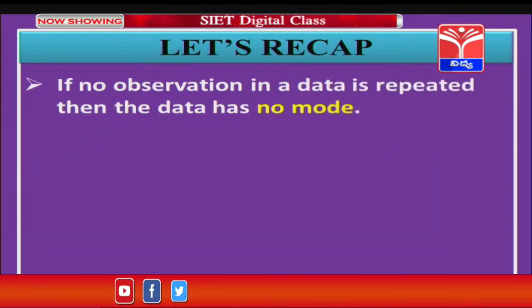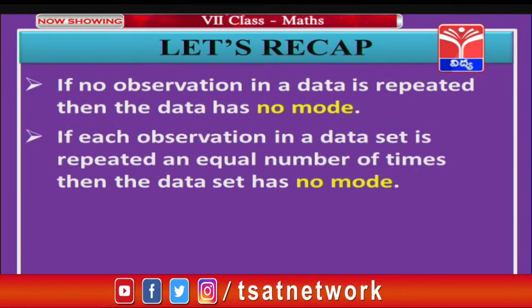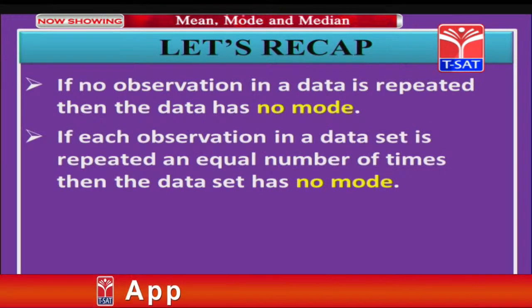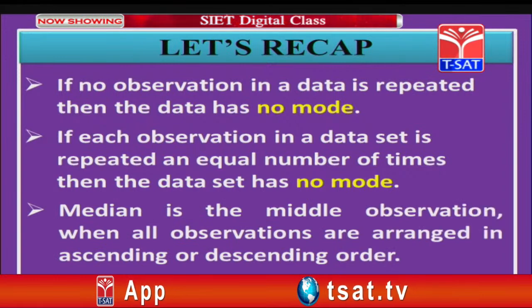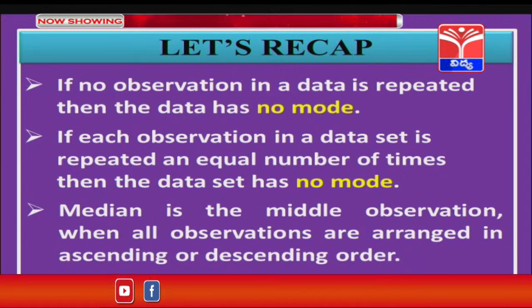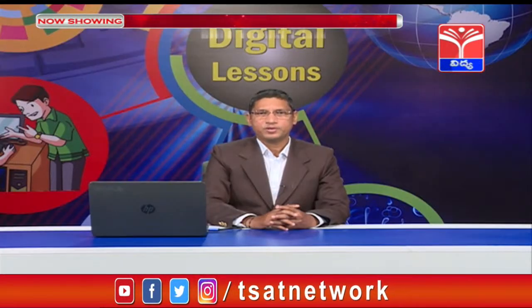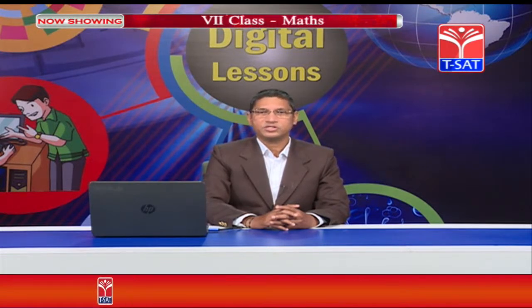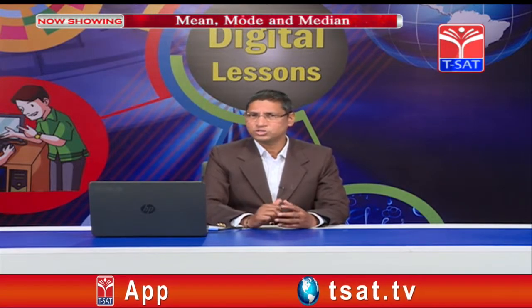If no observation in a data is repeated, then the data has no mode. If each observation in a data is repeated an equal number of times, then also the data will not have any mode. And median is the middlemost observation when all observations are arranged in either ascending or descending order. So, children, I am going to give you some problems to work on at home and show to your teacher. Okay, children. So, these are all based on the concepts that we have already learnt. Let us see those problems.